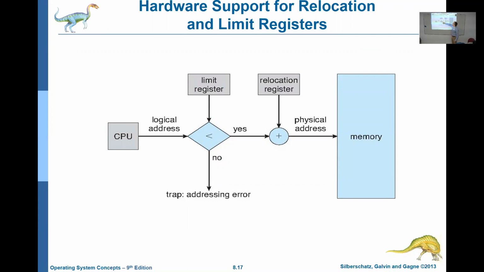Limit register. The relocation register is how much you add to it. But first you have to check that the address that I got is less than the limit register. That means it's within the range. Limit register is how big of a range I have. And then I'm going to add the address to the relocation register to get the actual physical address. So that's the computation to get from logical address to physical address.